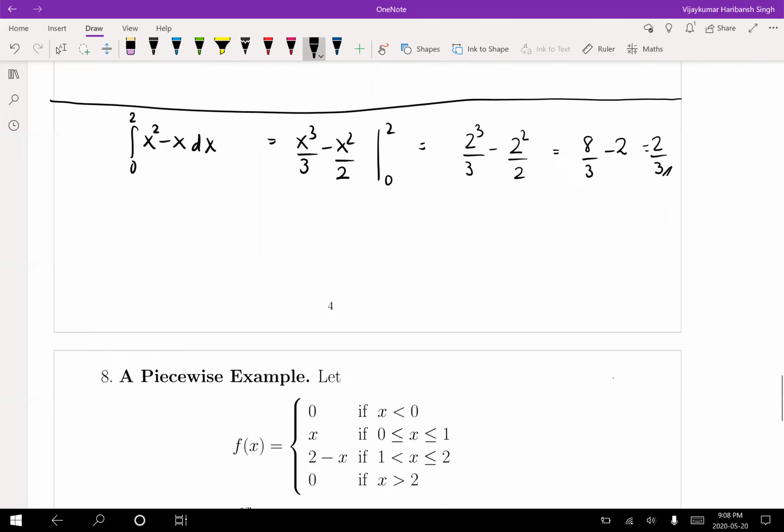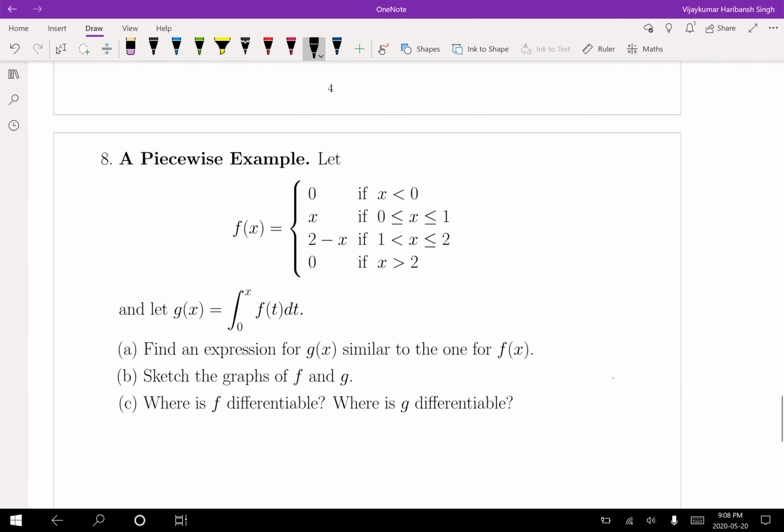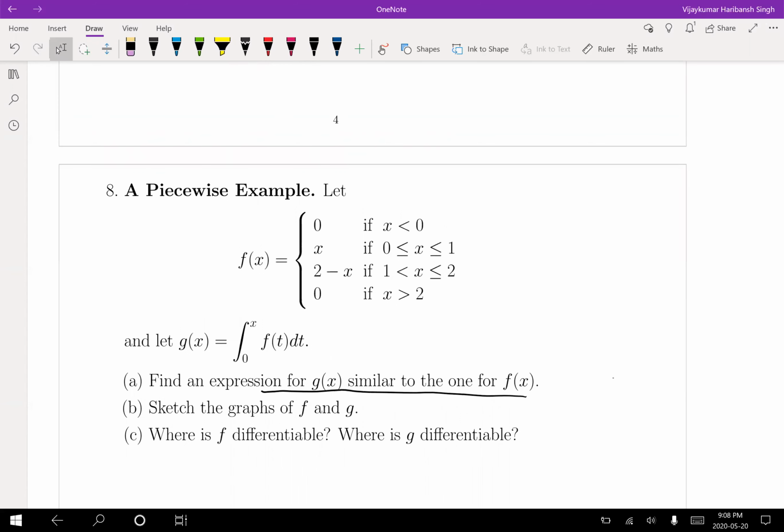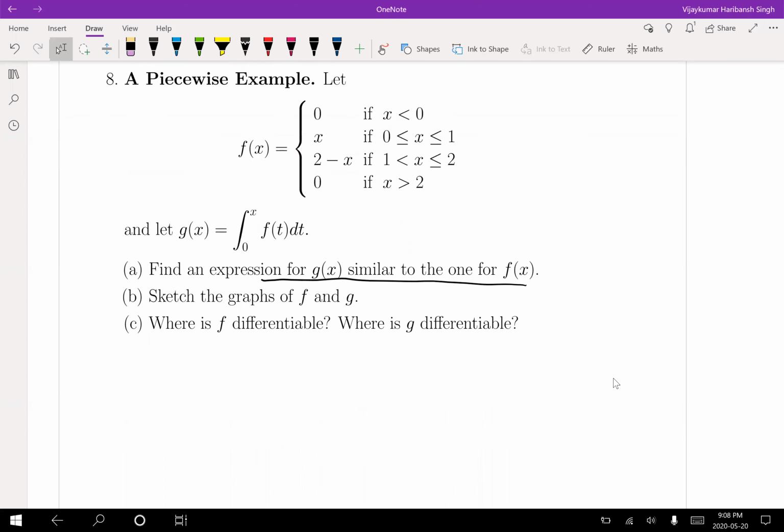So let's do another problem. Now, this is an interesting problem. So let f(x) be this function and g(x) be the integral from 0 to x of f(t) dt. Now find an expression for g(x) which is similar to f(x). All right, so let's try to do this problem. Can you do this problem, please? You can break it into a few pieces.